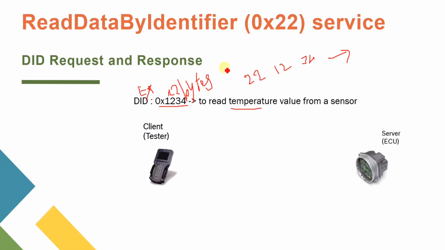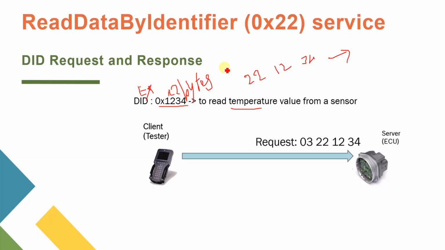I just want to communicate with the receiver. Then I'll send the first request to a server. The request will be 03 22 12 34. We already discussed that 03 is nothing but the standard PCI length, so it ensures how many bytes we are sending.